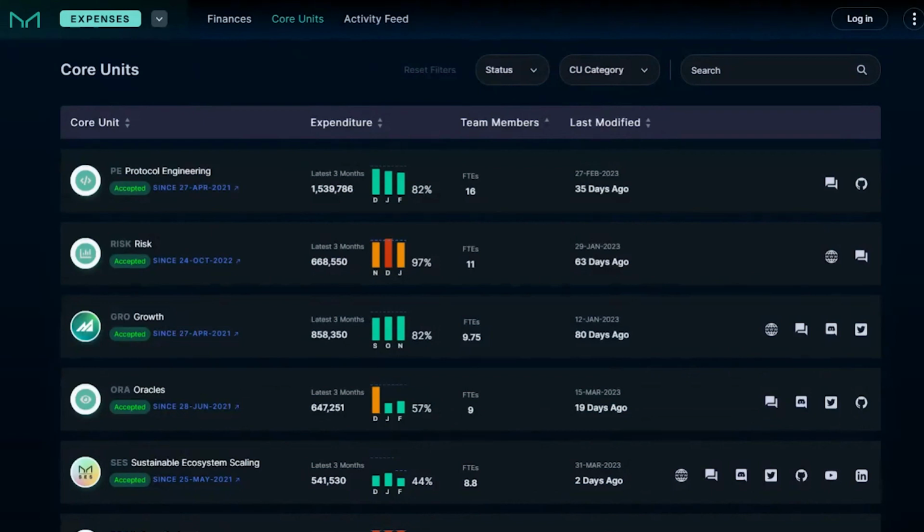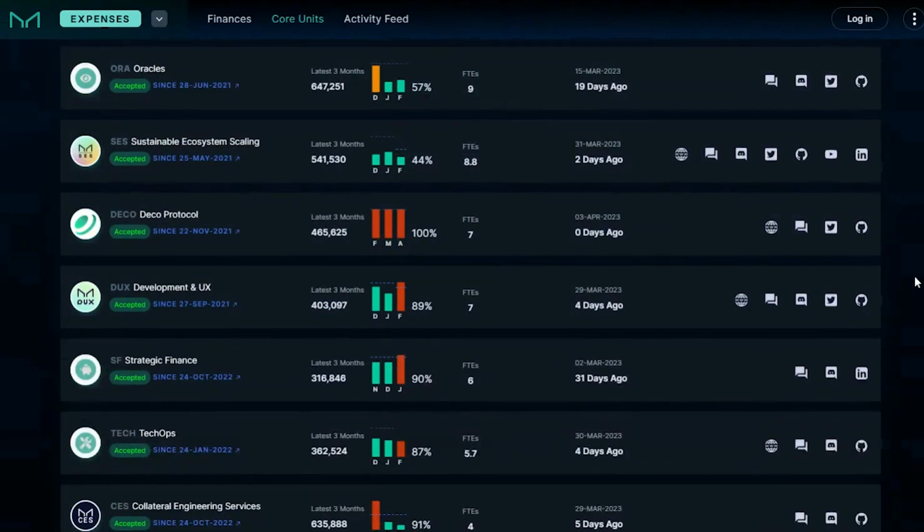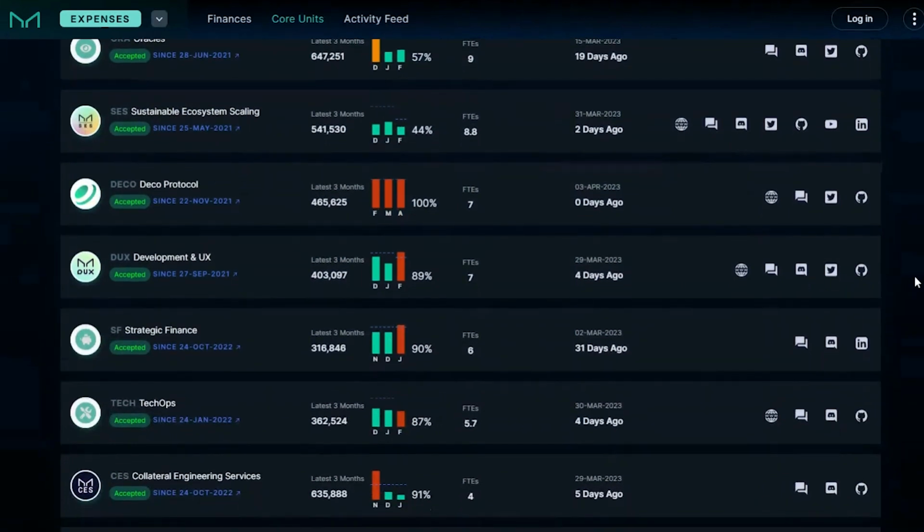Of course, I mentioned already my own core unit, the Sustainable Ecosystem Scaling core unit. As I mentioned, we help core units, offering them operational support, and also ran an incubation program in the past, which onboarded a number of these core units into the DAO, which was a very new structure as a decentralized organization. There are other core units that are, for example, responsible for the governance interface, the user interface. This is the development and UX core unit.